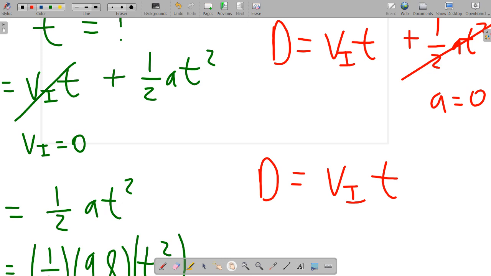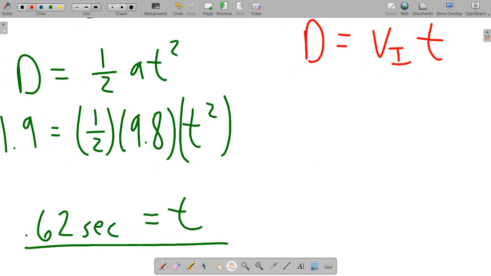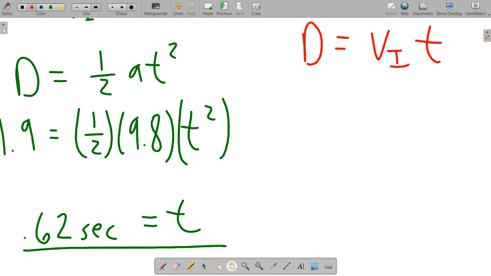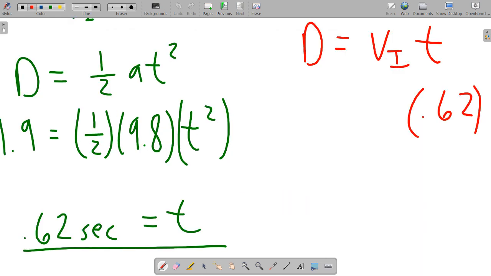Okay. Now, we have the time in free fall. Remember, we solved for that. The time in free fall was 0.62 seconds. So I'm going to take 0.62 seconds and plug it in here. We also know the displacement in x because we're given that. We're told the displacement in the x direction for the bullet was 200 meters. So I'm going to plug in 200 for my distance. And obviously from there we can find the initial velocity.